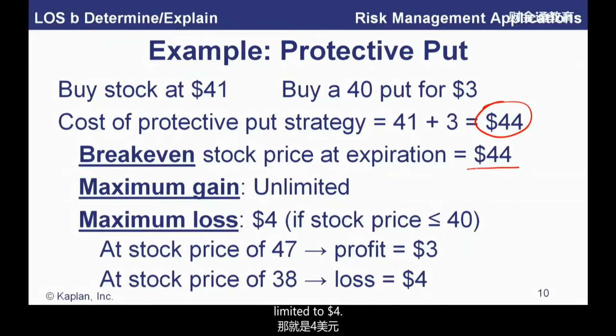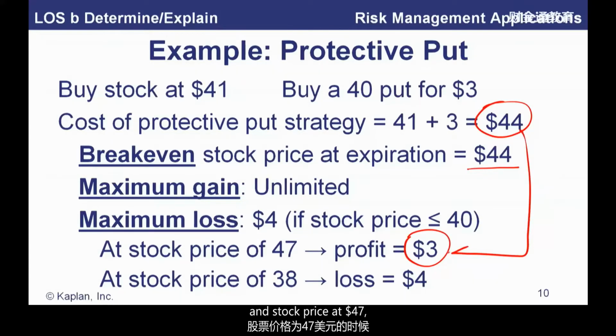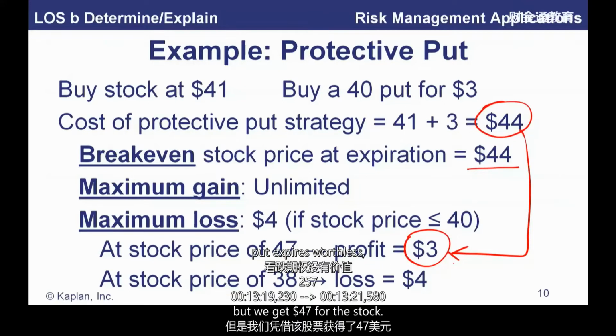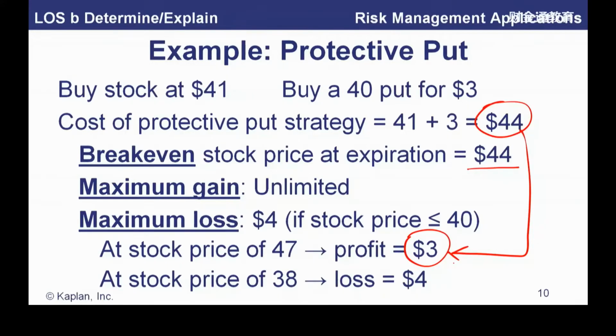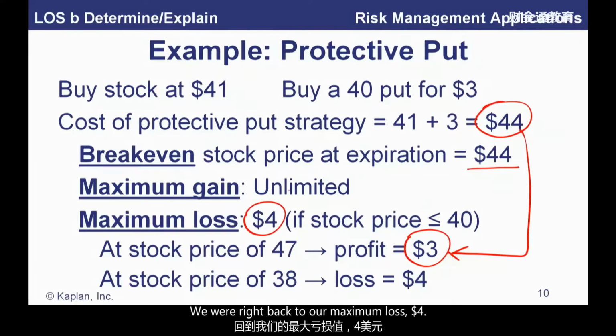It's limited to $4. At a stock price of 47, what's our profit? It's $3. We're in at 44. At a stock price of 47, the put expires worthless, but we get 47 for the stock, so we made $3. And at a stock price of 38, well, that's below the strike price, so we get 40. We're right back to our maximum loss of $4.